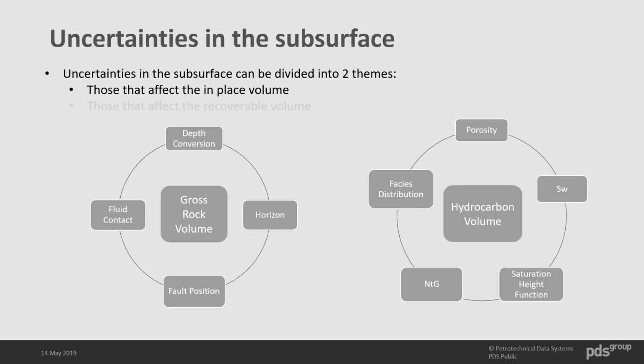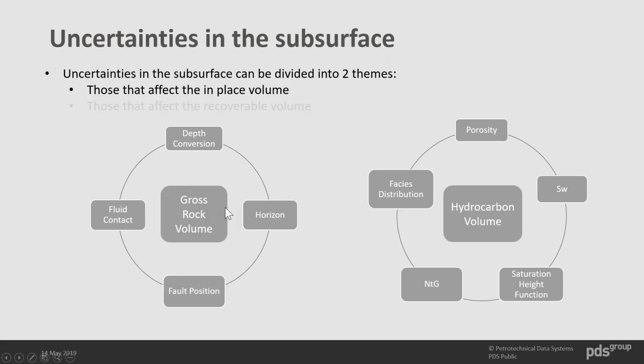Okay, so when we consider uncertainties in the subsurface, we tend to broadly group them into two themes, those being the in-place volume and the recoverable volume. So just starting at the in-place volume then, we're looking at two things basically, the gross rock volume and the hydrocarbon volume. So the GRV we're essentially defining as the tanks. How big is our reservoir?